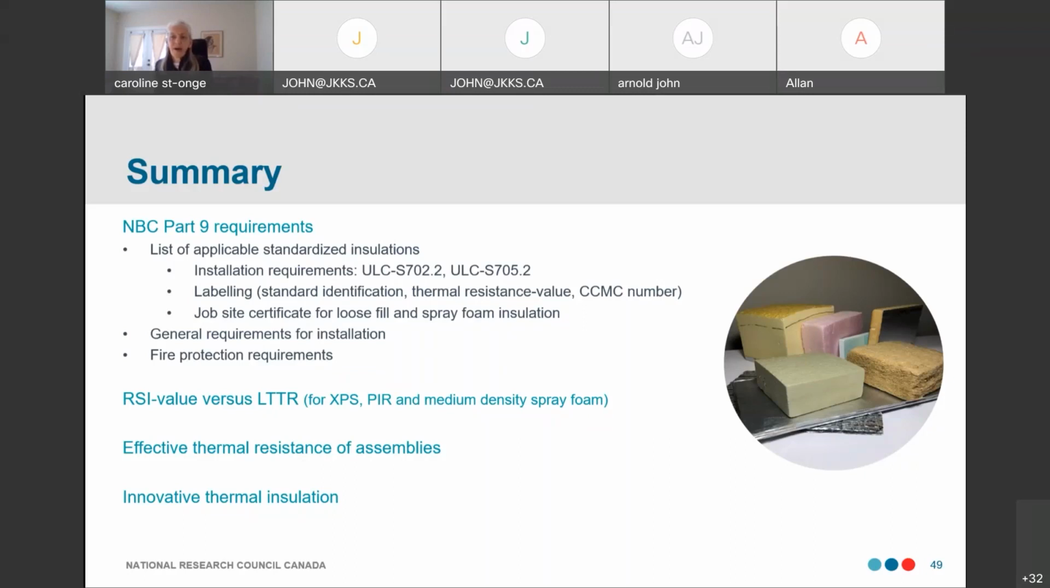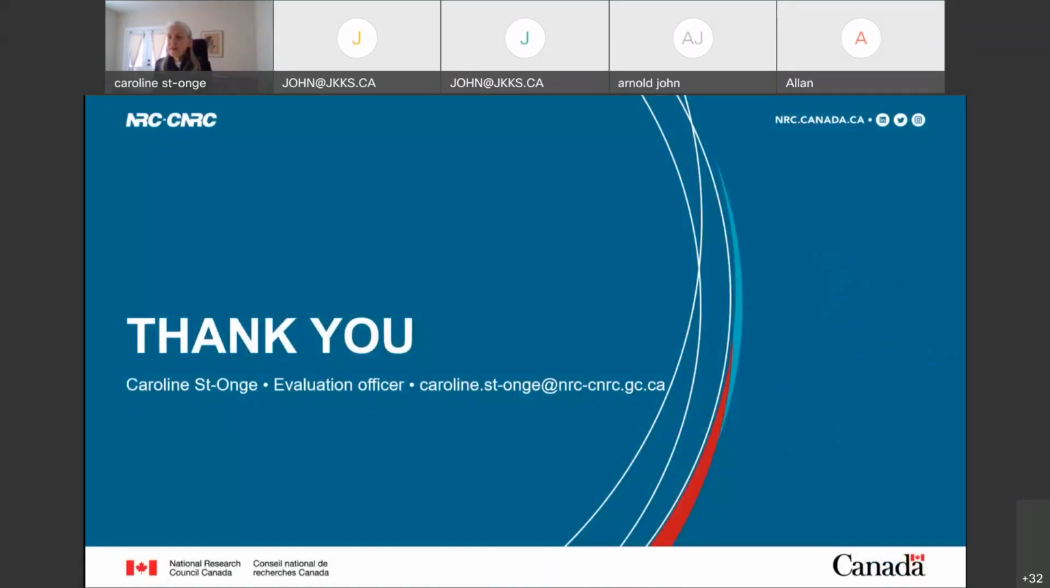We have evaluated just a few of them, but it's our mandate to prepare not a standard, but a technical guide that covers all the testing and all the criteria necessary to assess those innovative thermal insulation products to demonstrate compliance with the code. So I hope this was useful and practical for you. And if you have any questions, please let me know.